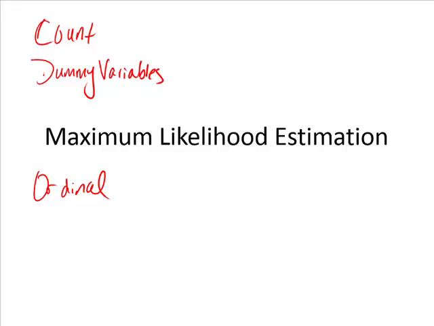Strength of your opinion about abortion. We can create a 5-point scale, right? 5 different categories. We can also, if we wanted to, do a nominal dependent variable.